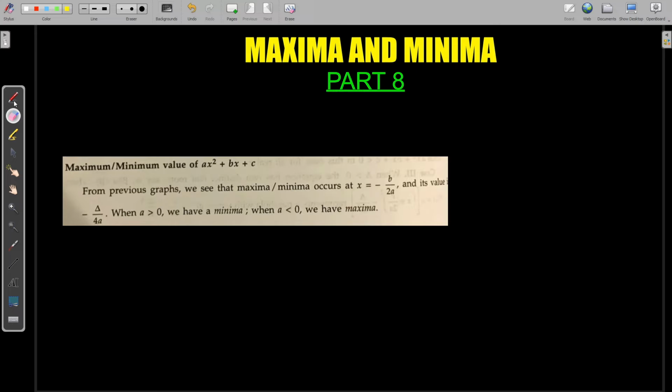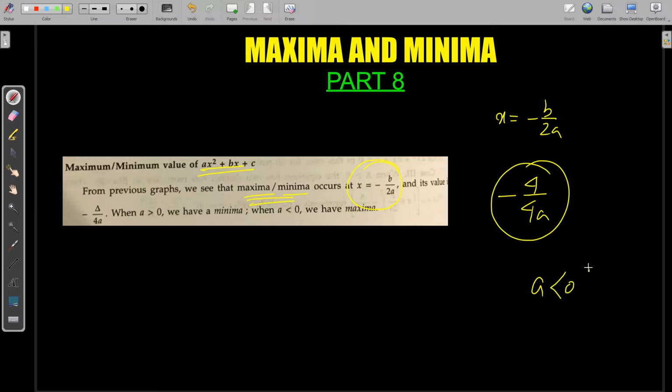Today's class we will talk about maxima and minima of a quadratic equation. A quadratic equation is given as ax² + bx + c. So how can we get the maximum and minimum value? The maxima and minima occur at x = -b/2a. That means when x = -b/2a, the maximum or minimum value will be -Δ/4a.